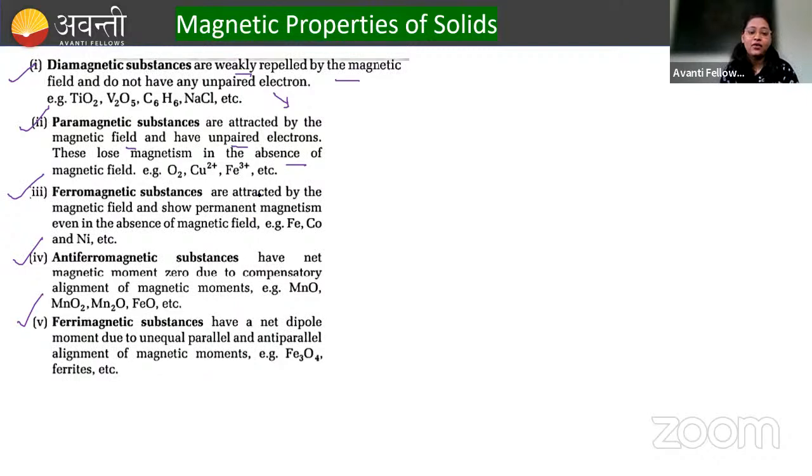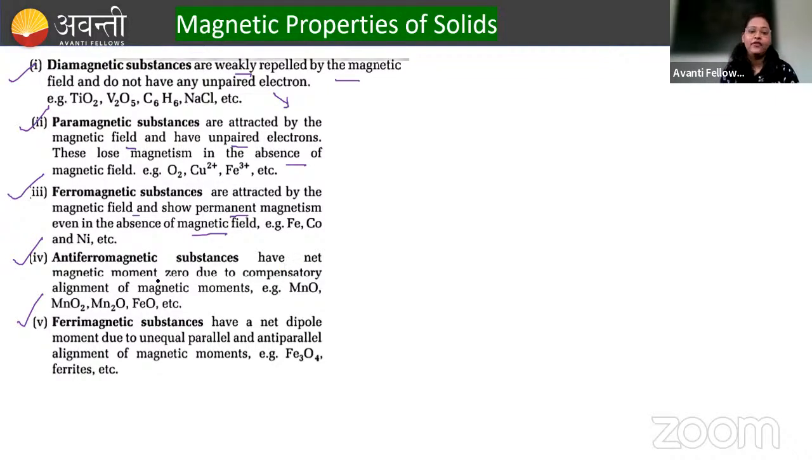Ferromagnetic substances are which substances? They get attracted by the magnetic field and show permanent magnetism even in the absence of the magnetic field. That is known as ferromagnetism. Substances that are magnetic are attracted by the magnetic field, and due to the presence of the magnetic field, they acquire a permanent magnetism in them even in the absence of the magnetic field.